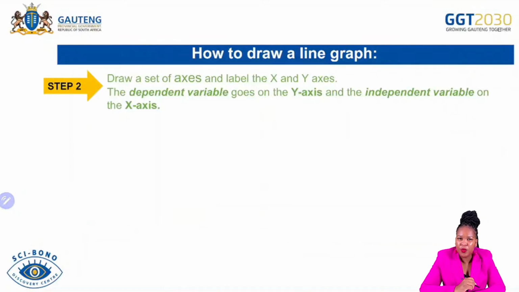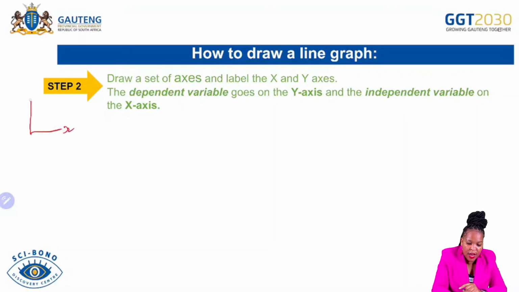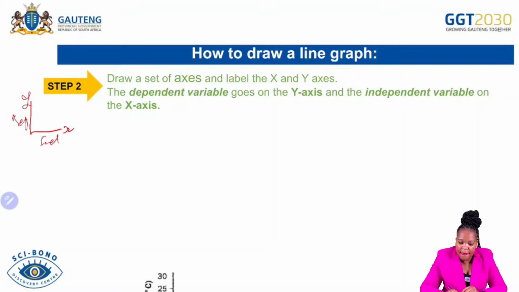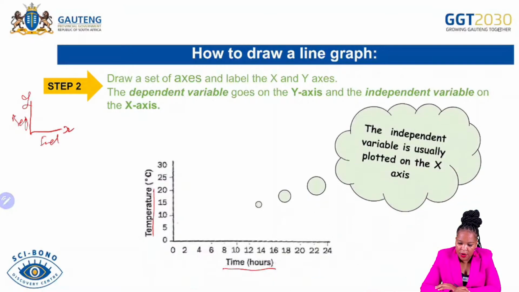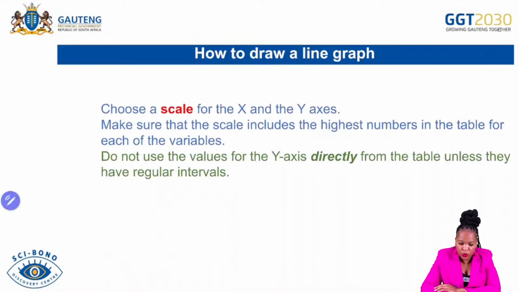Step number 2, you are done with identifying the variables. Now you're going to draw a set of axes, meaning your x-axis and your y-axis, and then you put your variables. Here you have time in hours, that was, remember, our independent variable, and then temperature here was our dependent variable. Right, so you are done with step number 2.